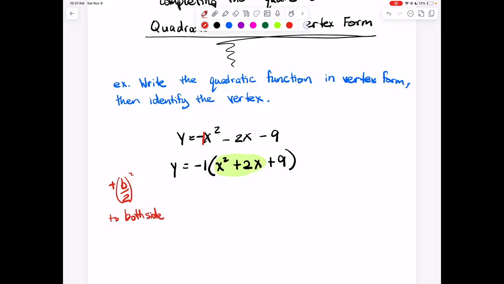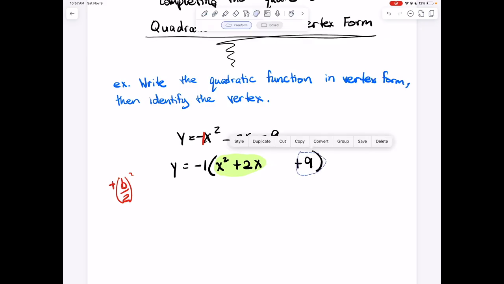But that's what you learned before. That's actually not quite what happens here. But we are going to be adding b over 2 squared. And then we're going to have to do something with that. So I'm going to take this 9 and just move it over a little bit. I'm not getting rid of it. I'm just moving it over because I need space to do something with that 9. Move this parentheses a little bit as well.